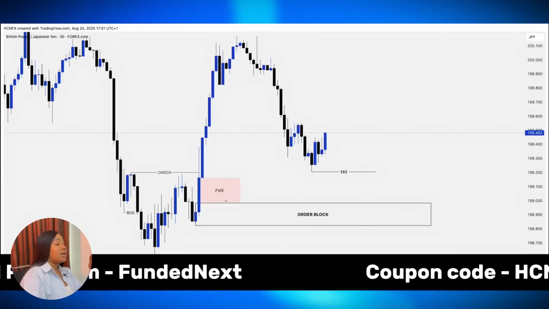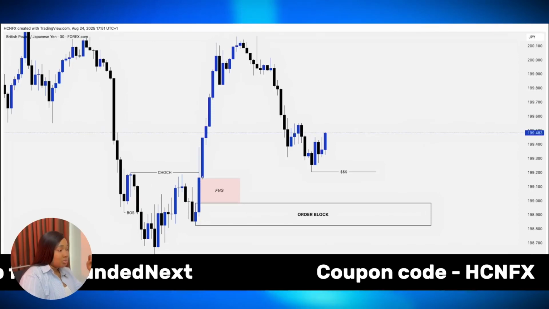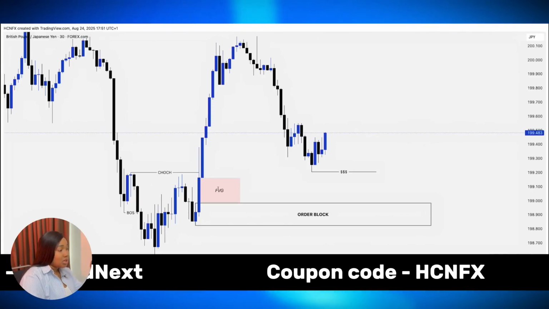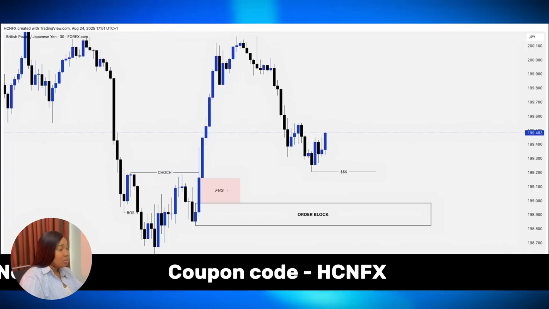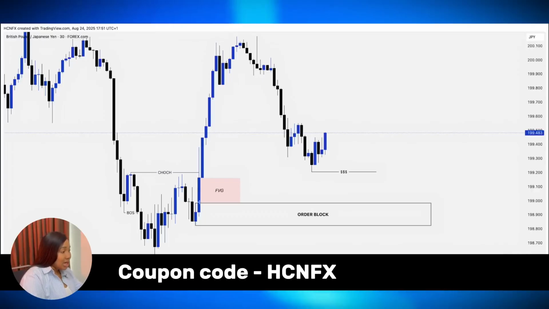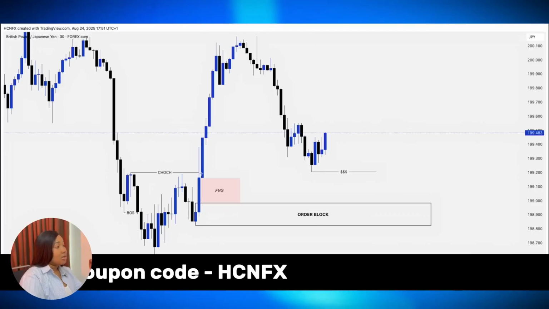And like I said earlier, your imbalance must be present, which is what I've also mapped out here. It's either imbalance or fair value gap. So that's actually the gap price creates in the market.